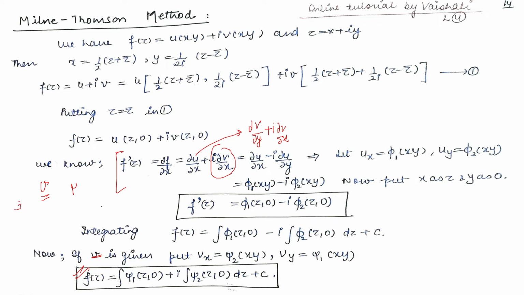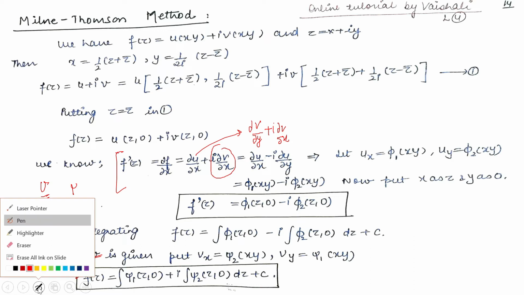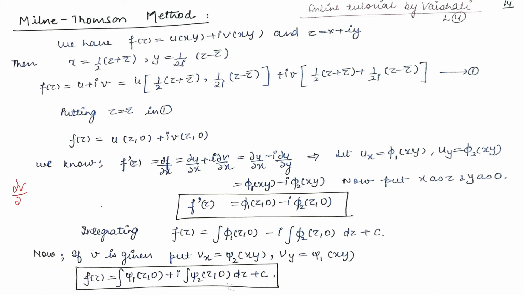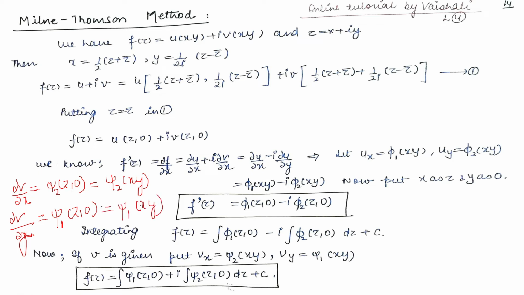So after this we get this formula. Del v upon del x is represented by psi 2 of z, 0, and del v upon del y is represented by psi 1 of z, 0, or you can say psi 2 of x, y where x goes to z and y goes to 0, which is equal to psi 1 of x, 0 with x going to z and y going to 0. Is this clear? We write it like this. Now after writing this, we put it in the formula: f of z is equal to the integration of psi 1 of z comma 0 plus i psi 2 of z comma 0 dz plus a constant c.